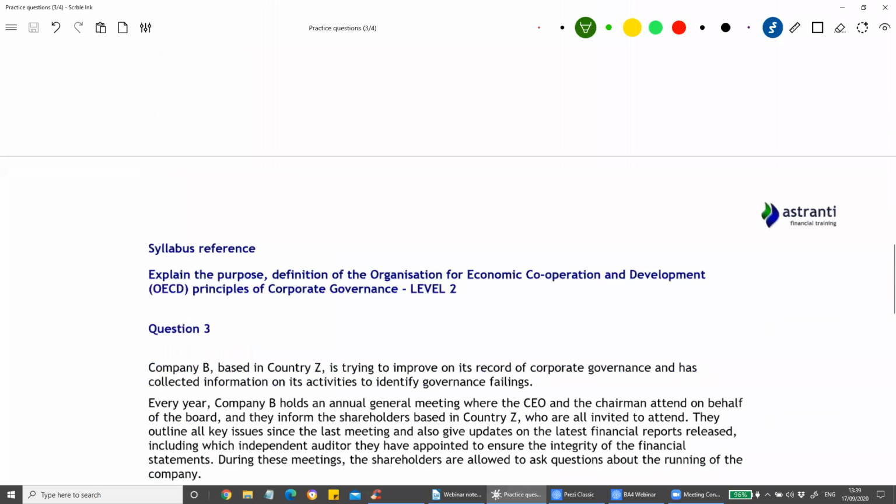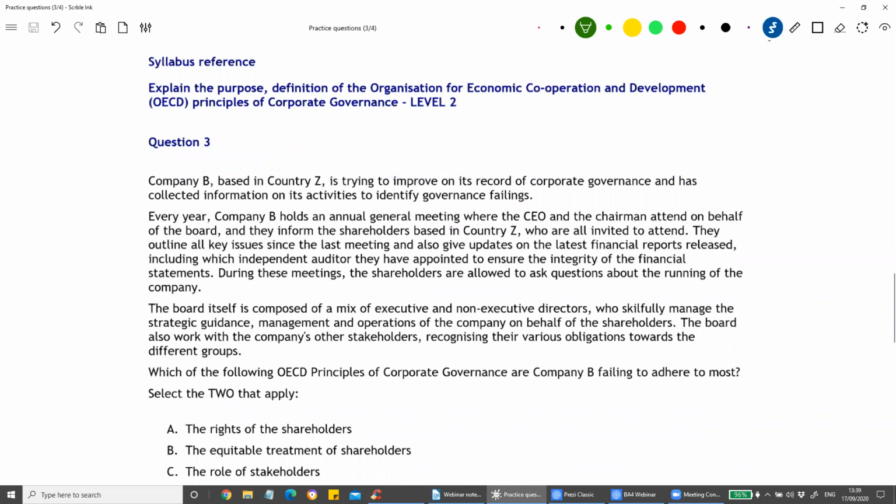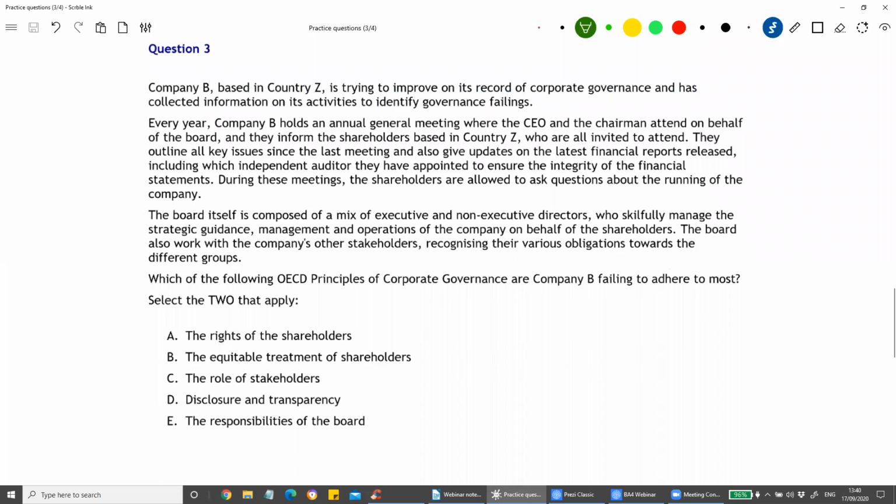So let's go down to question 3. And we can see for question 3, we've got a new syllabus reference, which has explained the purpose, the definition of the Organization for the Economic Cooperation and Development, the OECD, principles of corporate governance. And once again, just like with the 5 fundamental principles, the OECD principles are something you're going to continue to be questioned on throughout all of your CIMA studies. So if you get a good understanding of these principles, it's really going to help you out later on in your studies.